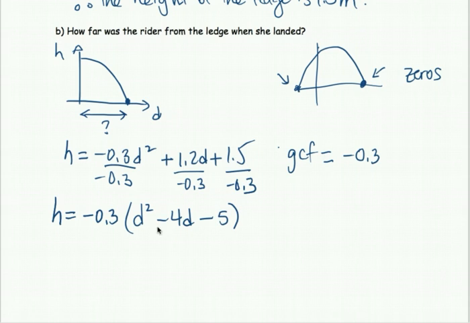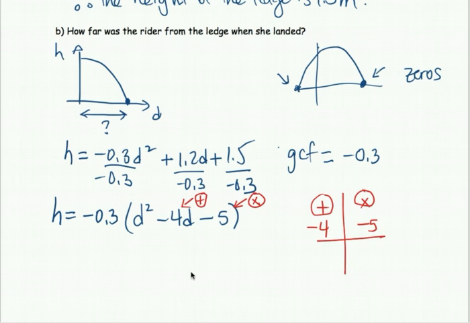Okay, so much nicer looking quadratic here that we can factor. So again, how do we factor once we find the GCF? Remember, we have to figure out what adds to this one, what multiplies to this one. So let's make a little table here. All right, so what adds to negative 4, but what multiplies to negative 5? That's what we have to determine here.